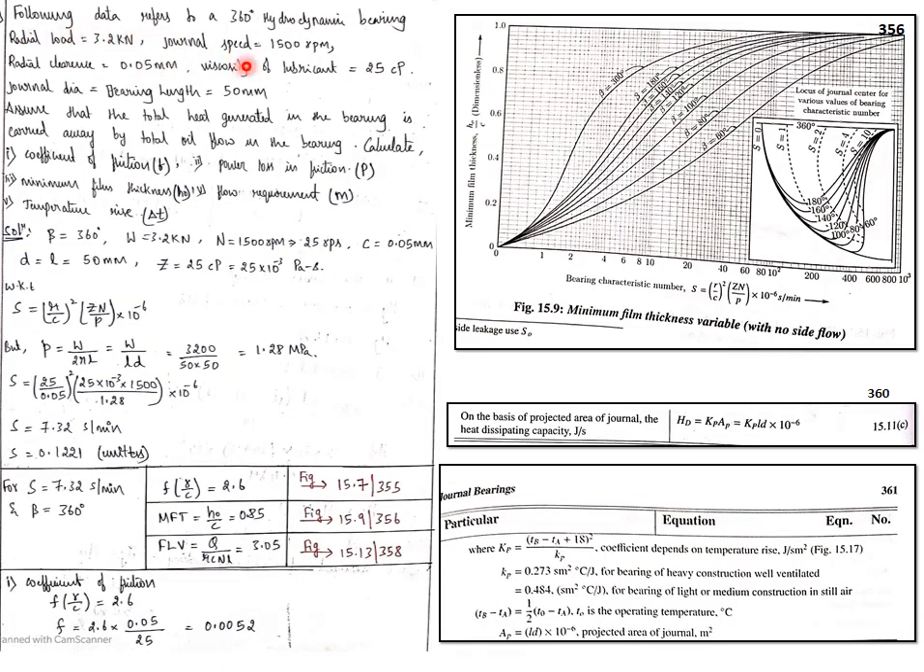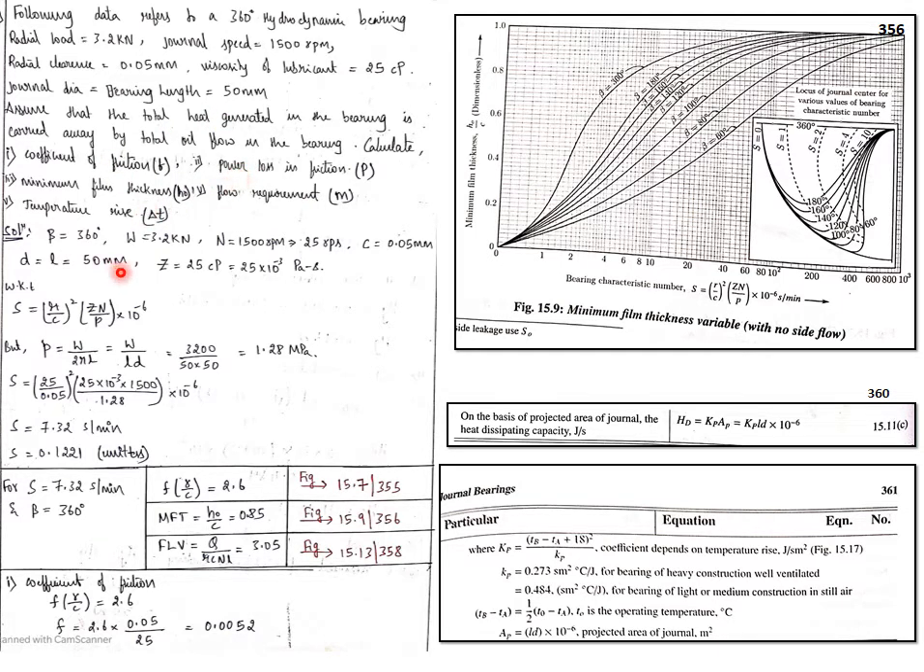The following data refers to a 360-degree hydrodynamic bearing. Radial load he has given as 3.2 kN. Journal speed he has given as 15 rpm. Radial clearance 0.05. Viscosity of lubricant 25 cP. Journal bearing length 50 mm. Assume that the total heat generated in the bearing is carried away by the total oil flow in the bearing. Calculate the coefficient of friction, power loss, minimum film thickness, and temperature rise. These are the parameters we need to find from the formulas.